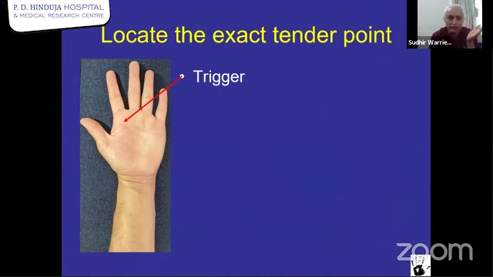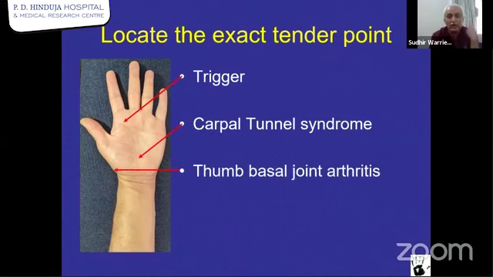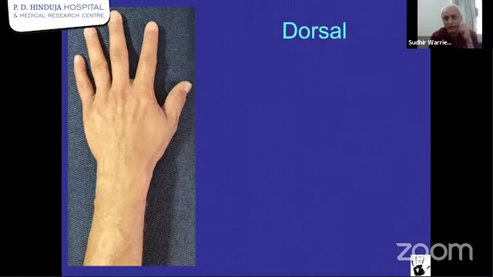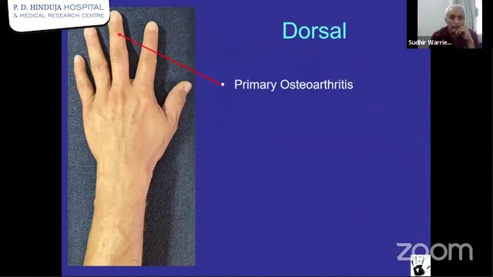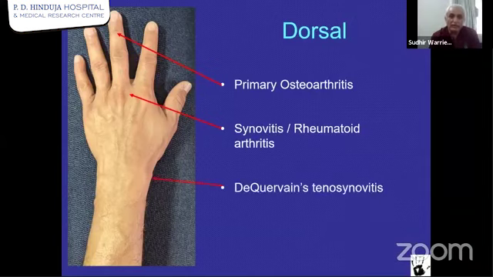So you will know that if it's at this point, it could be a trigger finger. If it's lower down towards the center of the palm, it could be a carpal tunnel syndrome. If there is tenderness at the border of the CMC joint, it could be thumb basal arthritis. If it's proximal to that, chances are that there's a volar wrist ganglion. When you turn the hand around, it could be primary osteoarthritis at the DIP joint. It could be synovitis or rheumatoid arthritis affecting the MP joint or the metacarpophalangeal joint.